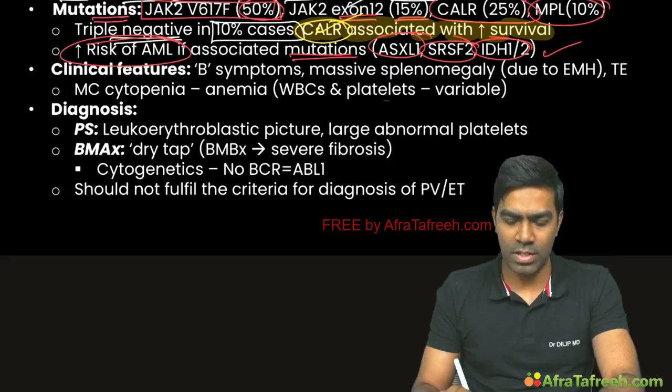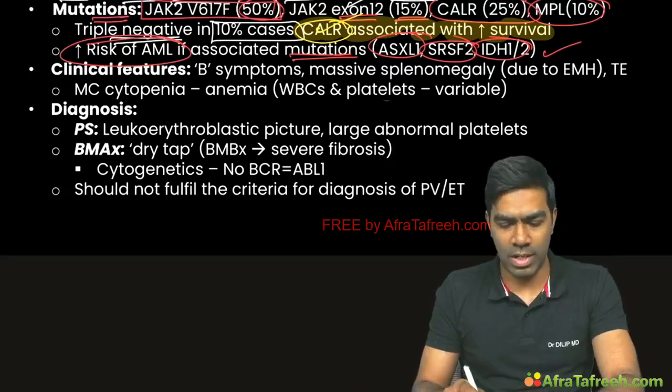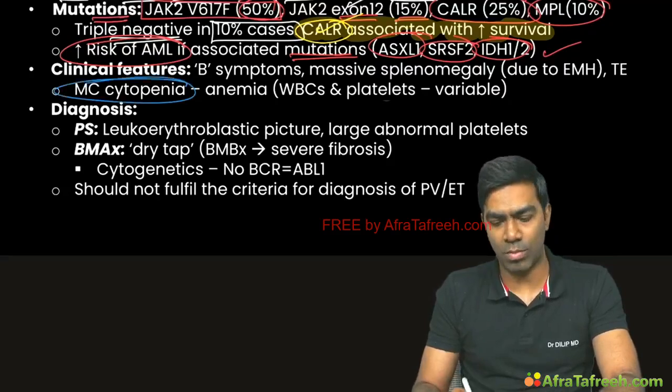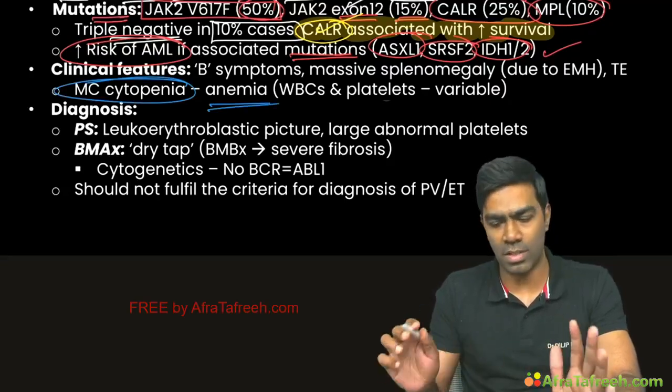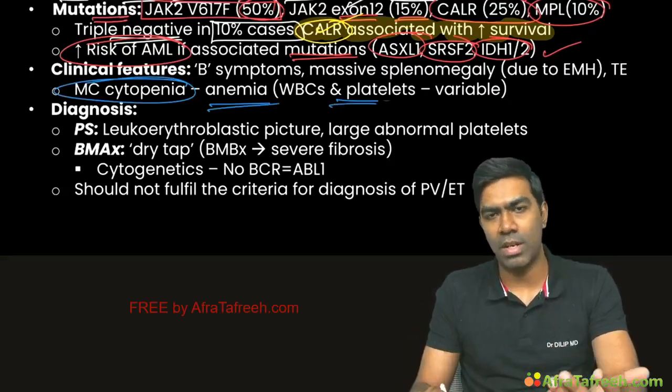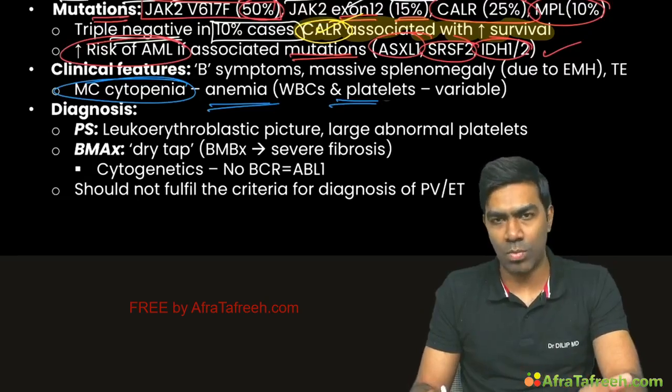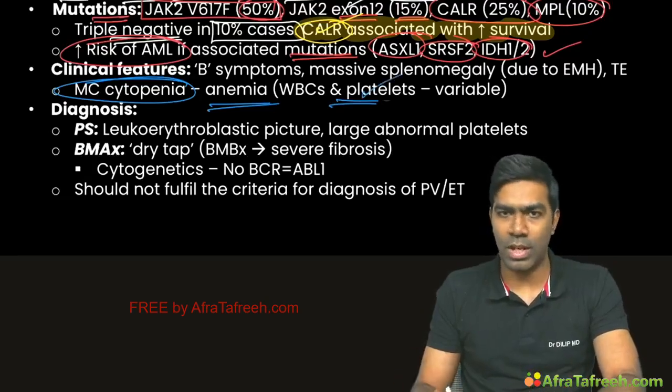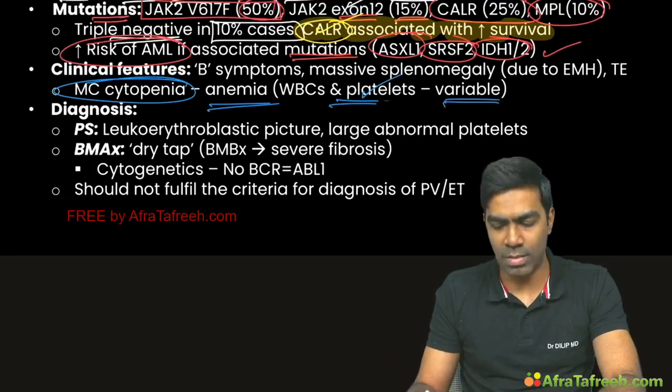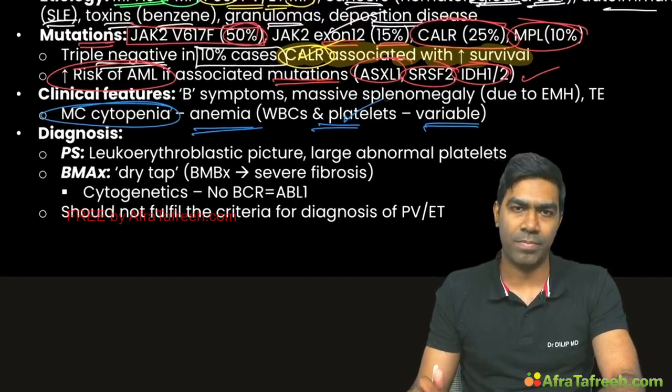What are the clinical features? The most important clinical feature is cytopenia, and the most common cytopenia is anemia. Patients are going to complain of fatigue, and patients can have leukopenia, especially neutropenia, and patients can have thrombocytopenia as well, but it may or may not be there. But in most cases, anemia will be there.